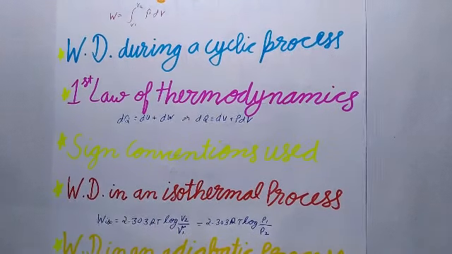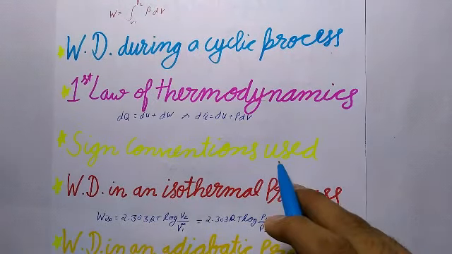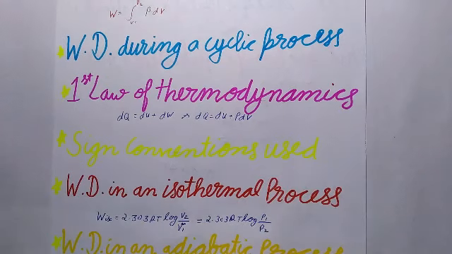Now let's understand the sign conventions used for this. First, heat absorbed by the system is positive and heat given out by the system is negative. Second, increase in internal energy of a system is positive and decrease in internal energy of a system is negative. And last, work done by a system is positive and work done on a system is negative.